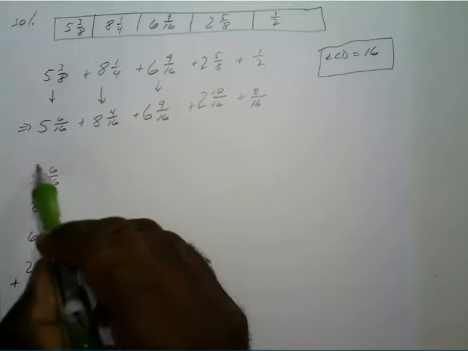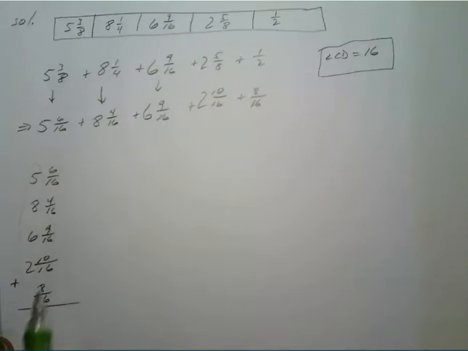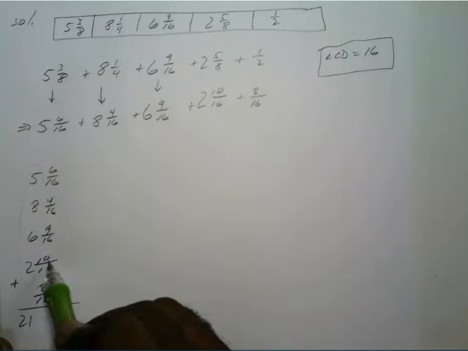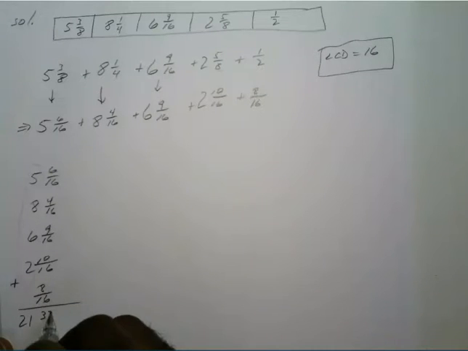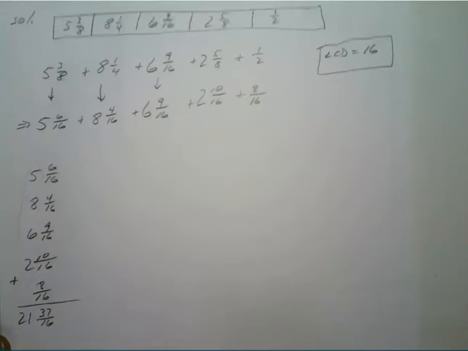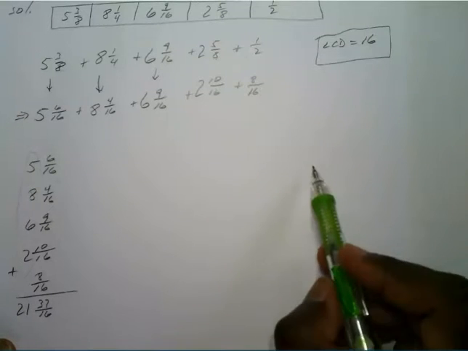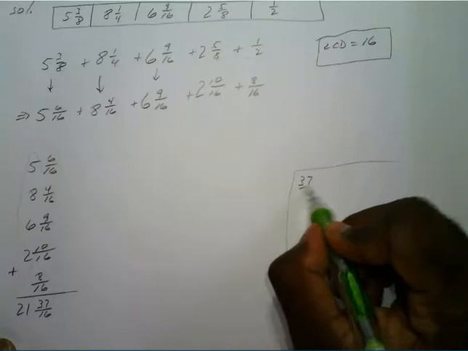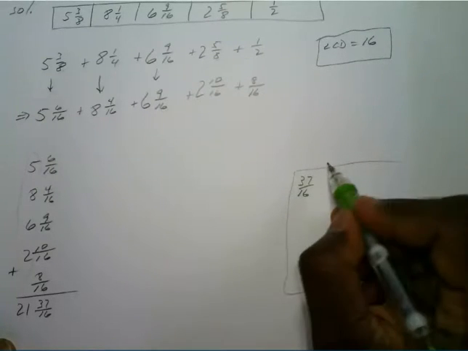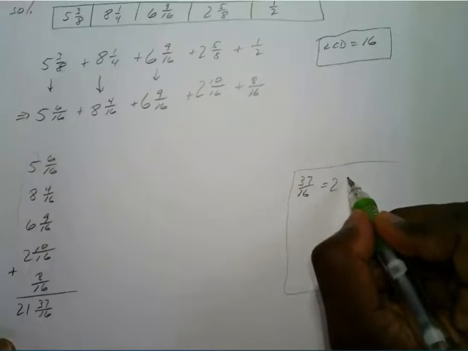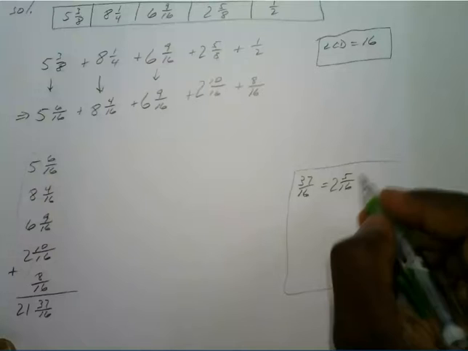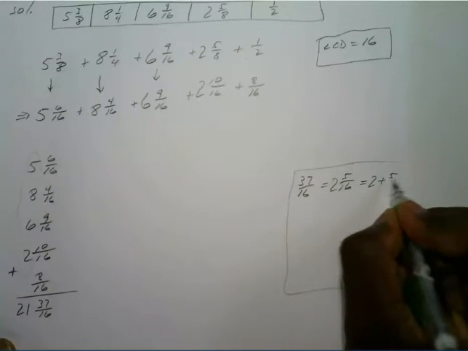So if we add all of our whole numbers, that gives us 21. If we add all of our numerators, 6 plus 4 plus 9 plus 10 plus 8, we get 37/16. Okay, so remember, 37/16, we convert that to a mixed number, is 2 5/16. Remember, it's just 2 plus 5/16.